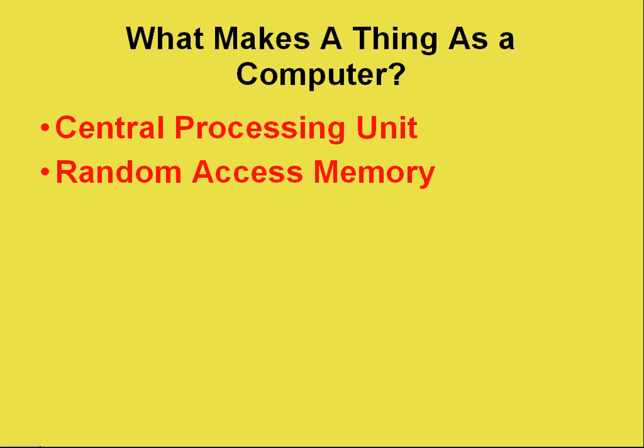One, central processing unit, which is often called a processor. And then memory, that is random access memory. These are the two things which are essential to call anything a computer.